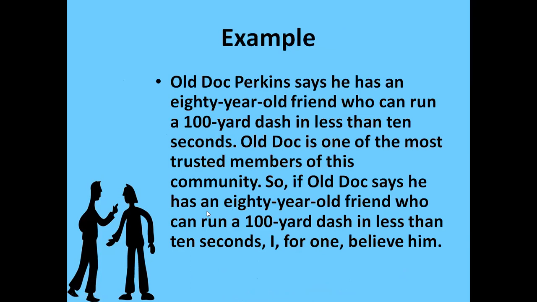Old Doc Perkins says he has an 80-year-old friend who can run a 100-yard dash in less than 10 seconds. How is it possible? Old Doc is one of the most trusted members of this community. So, if Old Doc says he has an 80-year-old friend who can run a 100-yard dash in less than 10 seconds, I, for one, believe him. This claim, considered independent of Old Doc's report, is so improbable that it should be rejected unless strong additional evidence is provided.